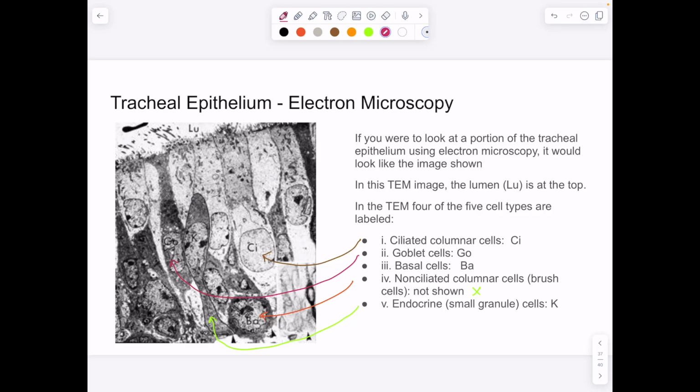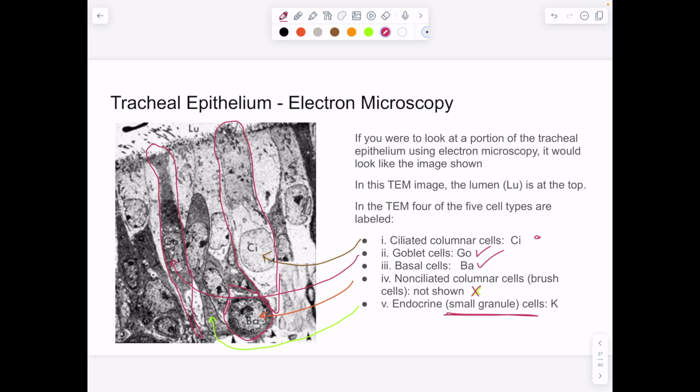Electron microscopy of tracheal epithelium. So we have our ciliated columnar cells. You can see right there, tracheal epithelium is respiratory epithelium. We have an enormous number of goblet cells in this region, so here's a nice goblet cell producing its mucus onto the surface. Then we have our basal cells, which we said are roughly cone-shaped. They are mitotically active. We have our non-ciliated columnar cells, aka the brush cells for generalization, not shown here. They never seem to be shown.